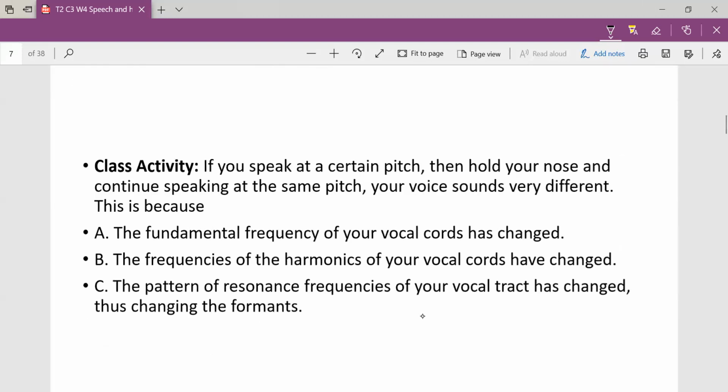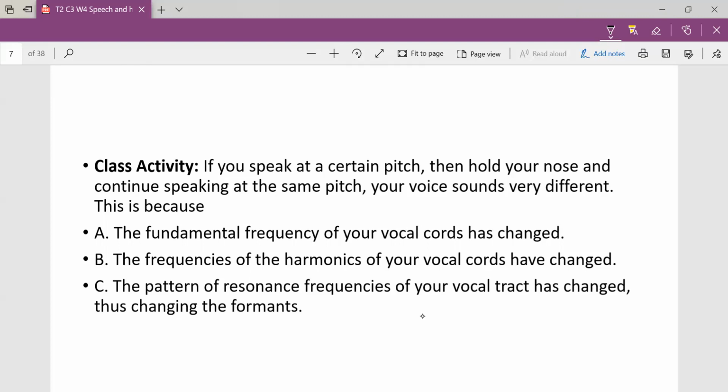Okay, so let's take this class activity to drive home that point before we move to the next sub-discussion. If you speak at a certain pitch, then hold your nose and continue speaking at the same pitch, your voice sounds different. Why is this? Which of these options answers the question?